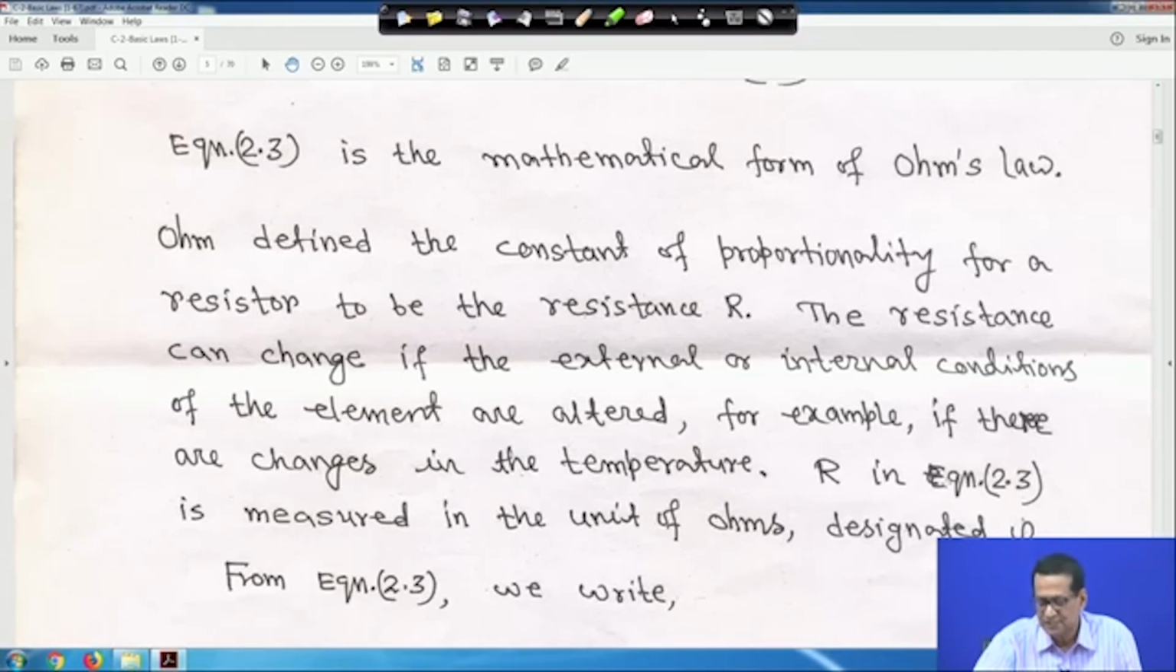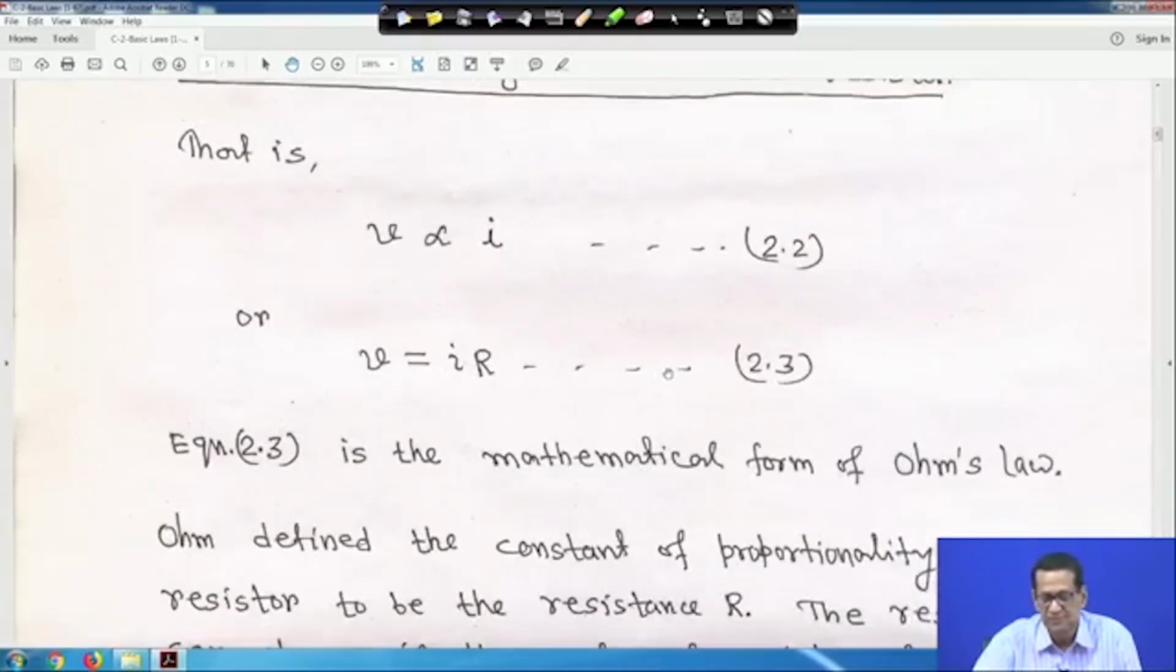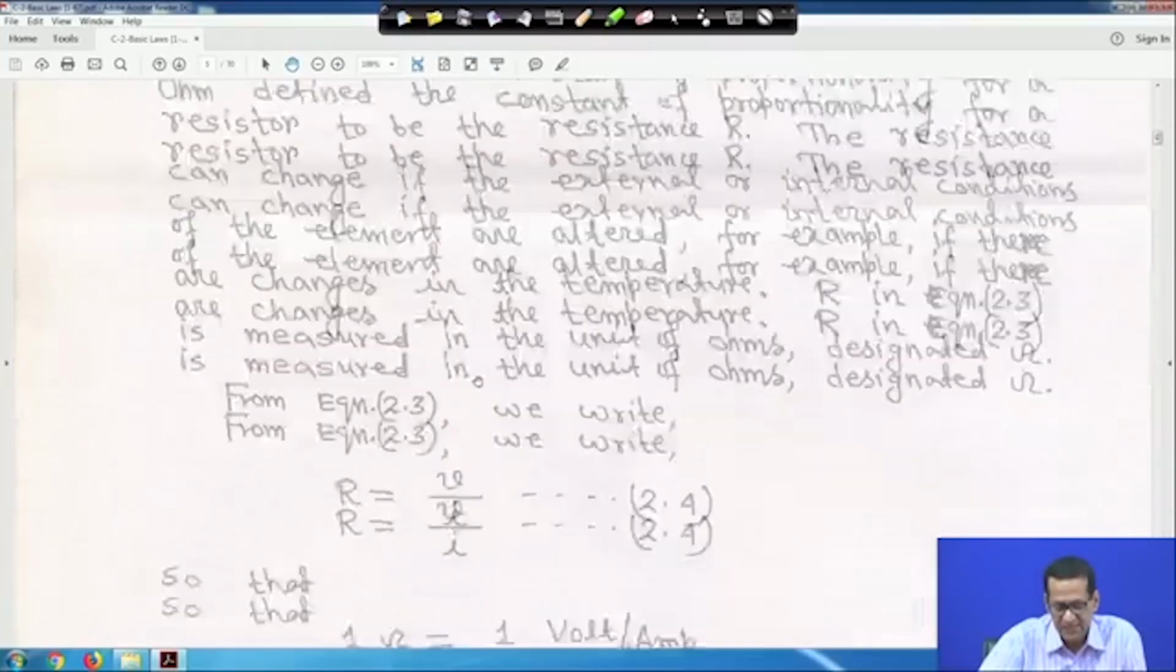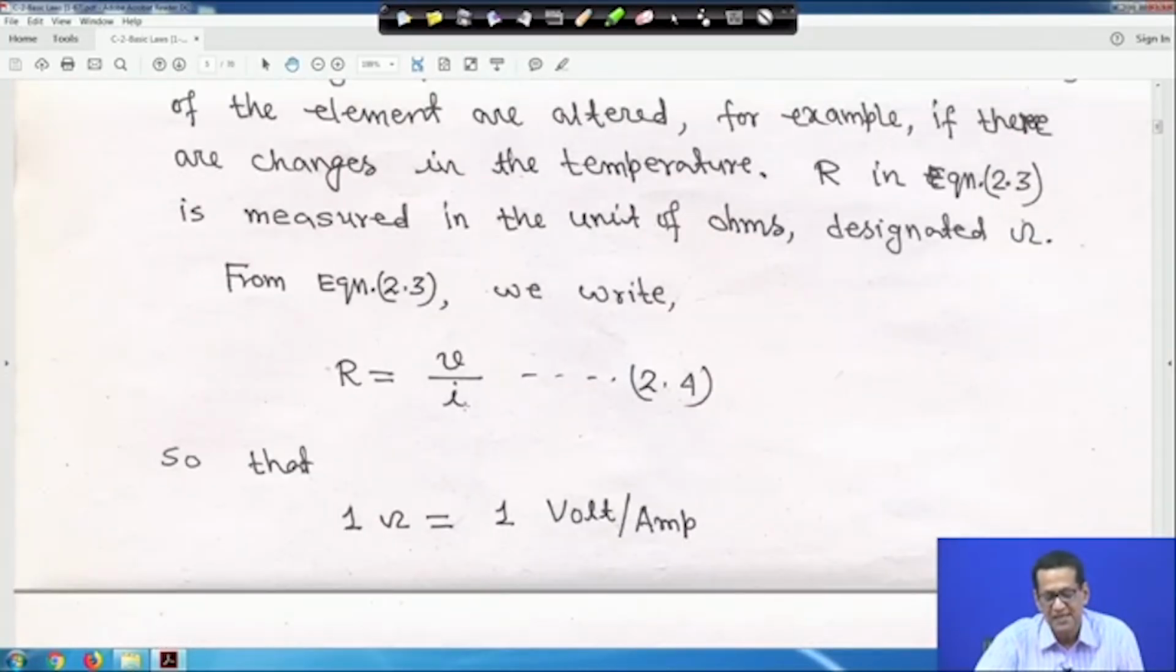So, R in equation 2.3 is measured in the unit of ohm, designated by the symbol Ω. From equation 2.3, we can write R equals V upon I.